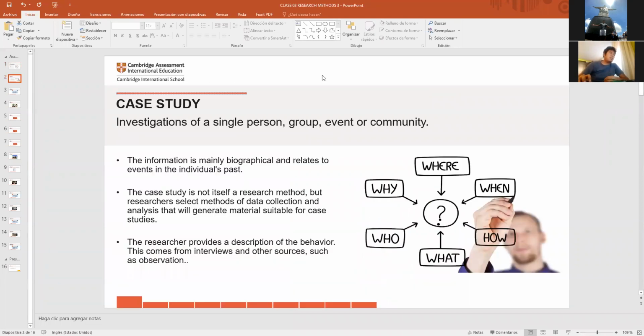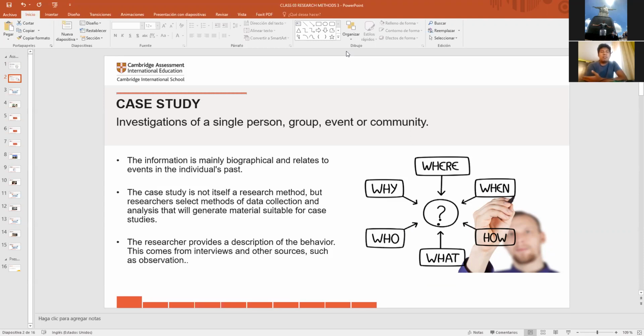Now let's start with the case study. What are case studies? Case studies are investigations of a single person, group, event, or community. Most of the time they are about events and single persons. Why do we have those things? Those help us because the information, as it says here, is mainly biographical and relates to events in the individual's past. This is very useful because it provides a description of the behavior of the community or of someone.